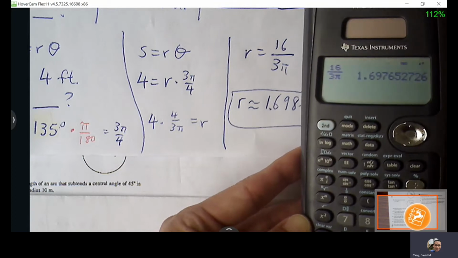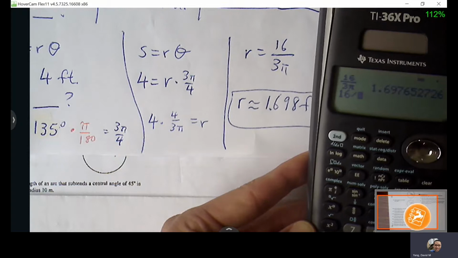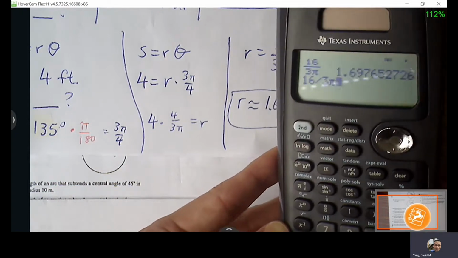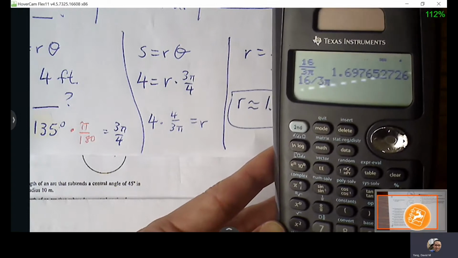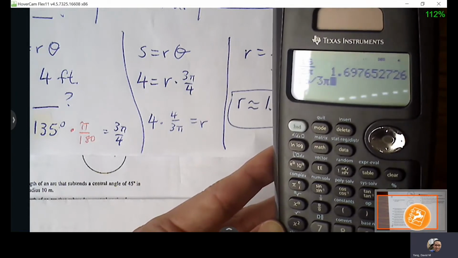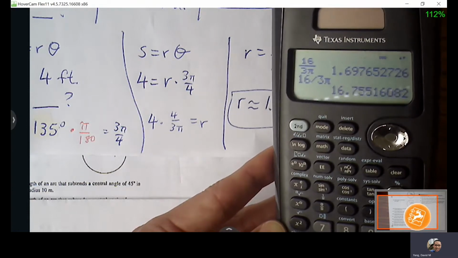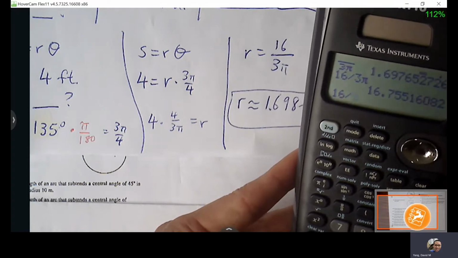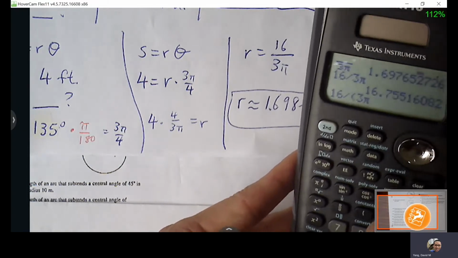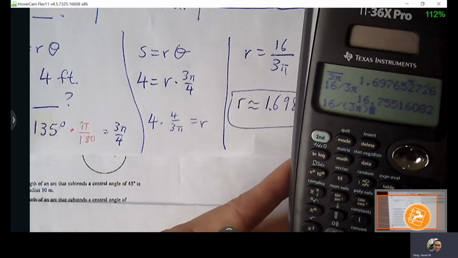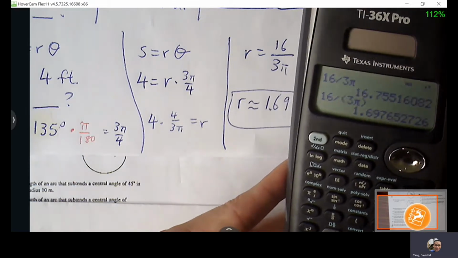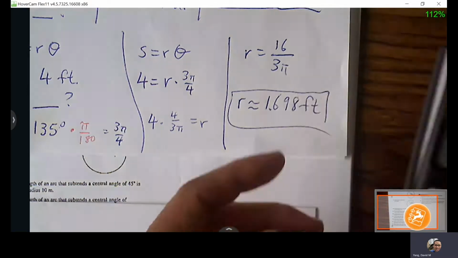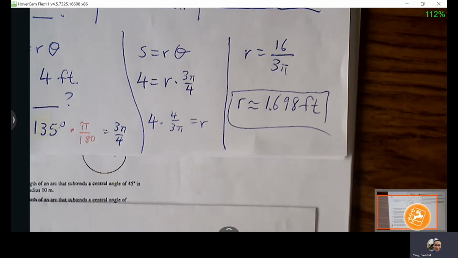The potential issue is when students do 16 divided by 3 pi, what's happening there is the calculator doesn't know the order of operations that you want it to do. So it's doing 16 divided by 3, and then it's multiplying by pi. So that's gonna give you some troublesome number there. So if you want to use that division sign, you have to use parentheses to give it that order of operations so the calculator knows that you want the entire 3 pi in the denominator. Okay, so just something to point out, if you have that math print feature, I would suggest you use that. That way you don't have to worry about using parentheses when creating order of operations.